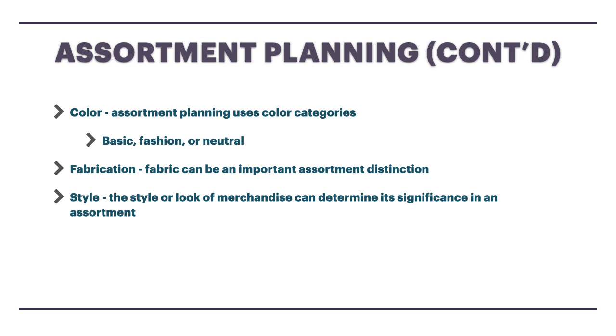So, specifically with color, men's dress shirts, for example, can be categorized as solids or fancies. When it comes to fabrication, for example, sweater assortments can be categorized as wool, cotton, and acrylic. When it comes to style, a t-shirt assortment can be defined as a crew neck, a v-neck, or a scoop neck.